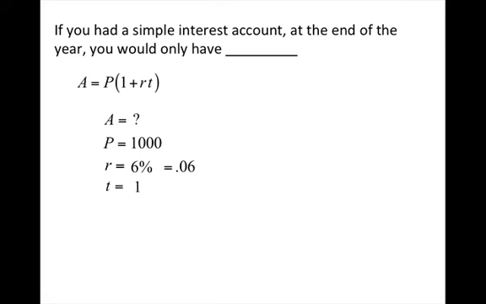I'm not breaking this down. I only did that in the previous example, where I broke it down by the 4 quarters. But this time, I'm going to look at the entire year. So if I plug this into my formula, I have 1,000 times 1 plus 0.06 times 1.